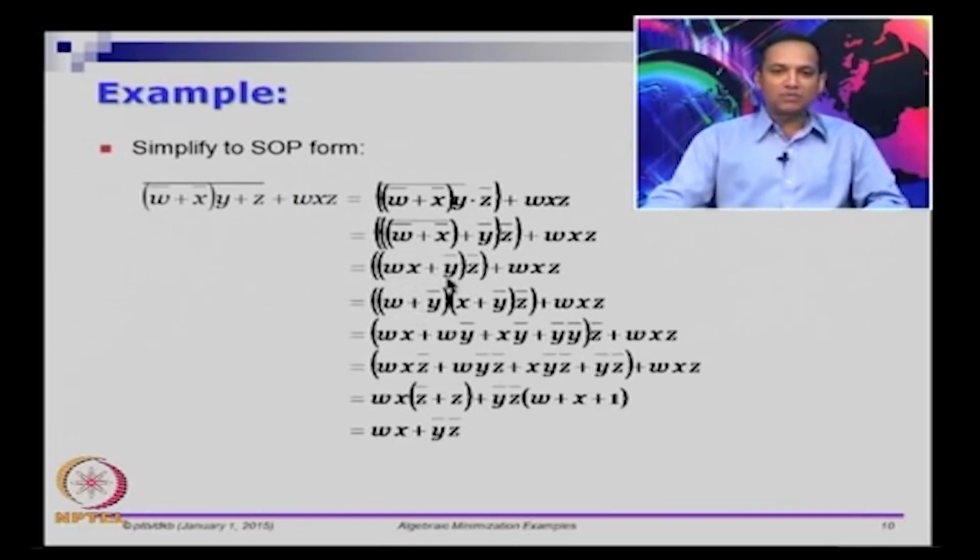So if I have something of the form a plus bc, we have a plus b into a plus c. The z bar is actually common to both of them, so that just appears as a term here in the product, plus wxz. Now you expand everything out, so this is wx, wy bar, xy bar, yy bar and so on, and you have this z bar which comes here plus wxz. And if you simplify it, it turns out it's wx plus y bar z bar.